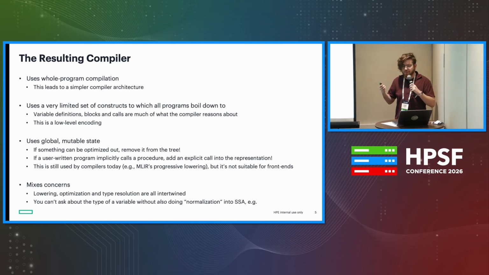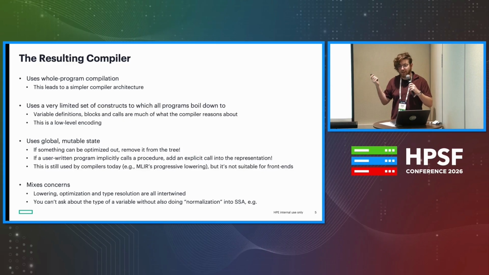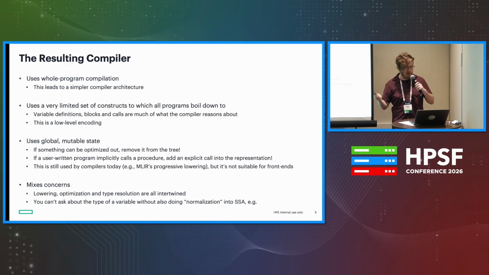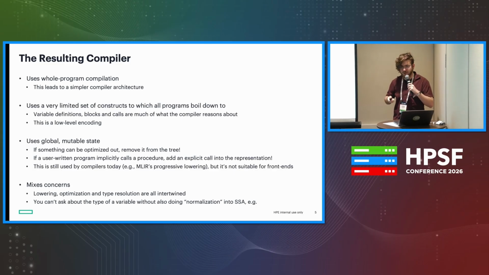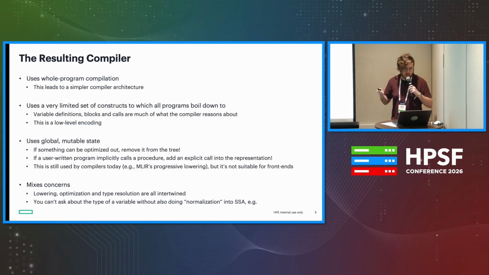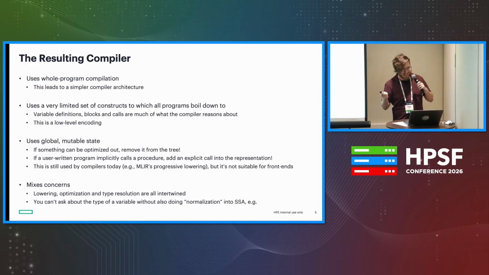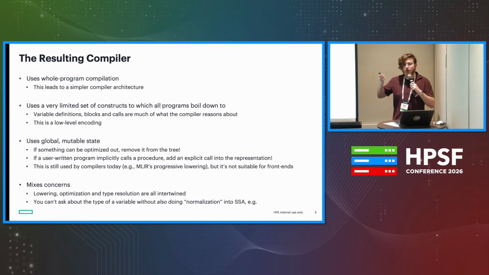The compiler itself uses global mutable state quite significantly. There's a global list of every single type of AST node. You just append to it whenever you create a new one.